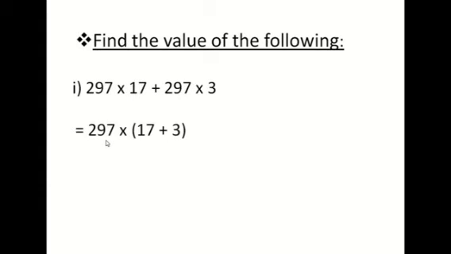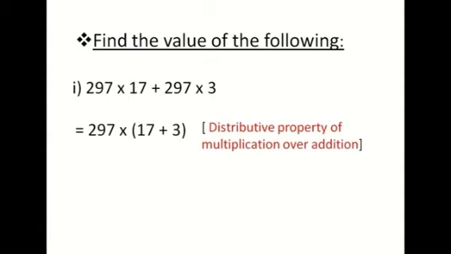So A means 297 into B plus C means 17 plus 3. Are you clear? I have denoted 297 as A, 17 as B and 3 as C. So it is written in the form of A into B plus A into C. With the help of distributive property of multiplication over addition, I have written it in this form, A into B plus C. I hope you are clear now. So please mention the property you have used.